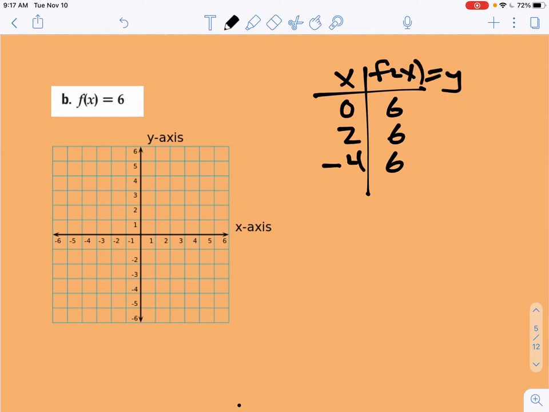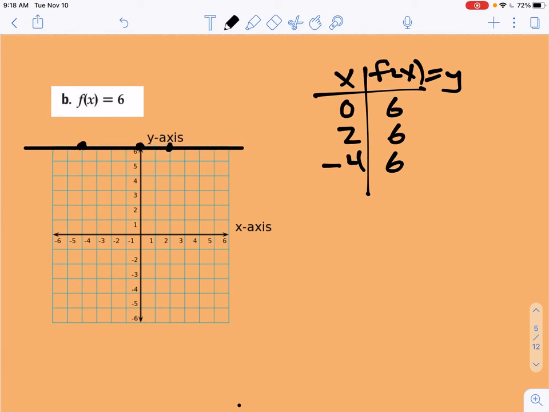So what you get from that is if you plot those points, and hopefully you don't even have to plot these points to see this, you get this big line that just goes through the y-axis at negative 6. And we'll just take that and draw a line.